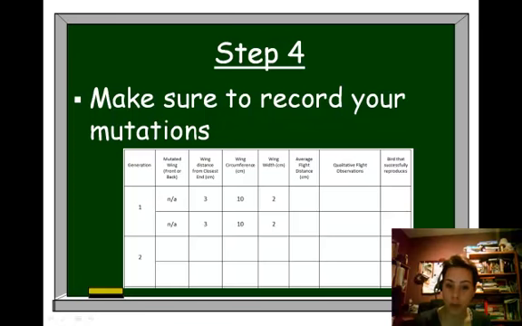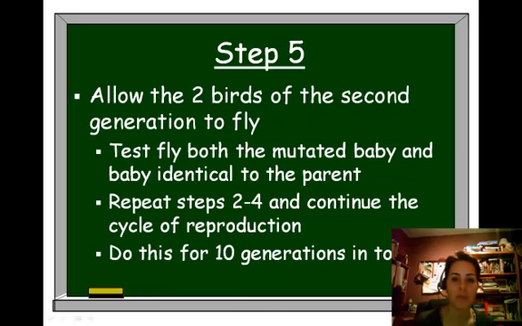So after you've determined what these mutations are, again you're going to record that in your table under generation 2. So now with the one genetically identical bird and the one new mutated bird, you're going to fly them again. Again, you're going to keep sitting in the same spot, measuring the same way, throwing the same way to make sure everything is identical, and you're going to record again your qualitative and quantitative observations about these flights. You're then going to repeat steps 2 through 4 and continue this cycle of reproduction, so you have data for 10 generations in total.